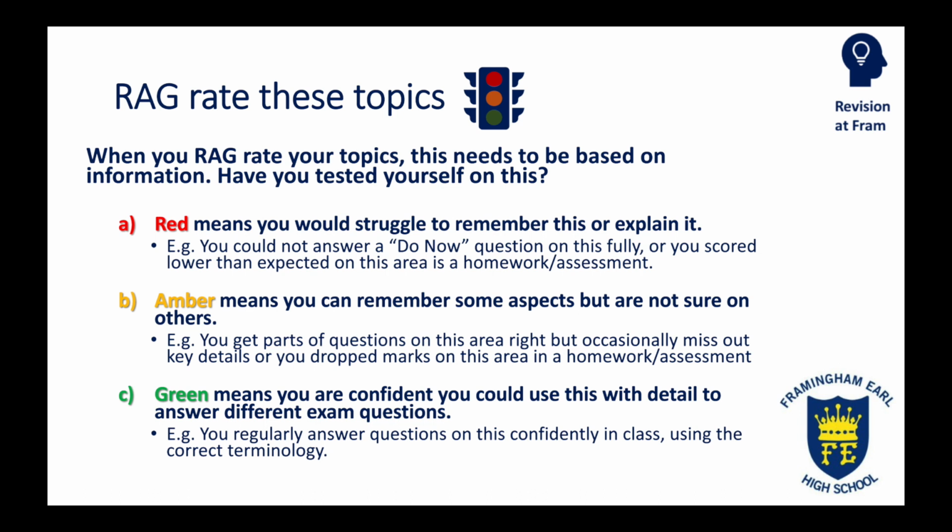If it's amber, it means you can remember some aspects of it, but you're not sure of others. So you get parts of the question right, but occasionally you're going to miss out on some of those key details, or you dropped marks in this area on a homework or assessment, but you managed to give it a go on some bits. For green, this is something you feel confident that in an exam question, you could answer it in detail, and not just repeating a question you've done before, but applying that content into a new and different question. So you can regularly take part in class discussions and share your ideas confidently about this sort of material.